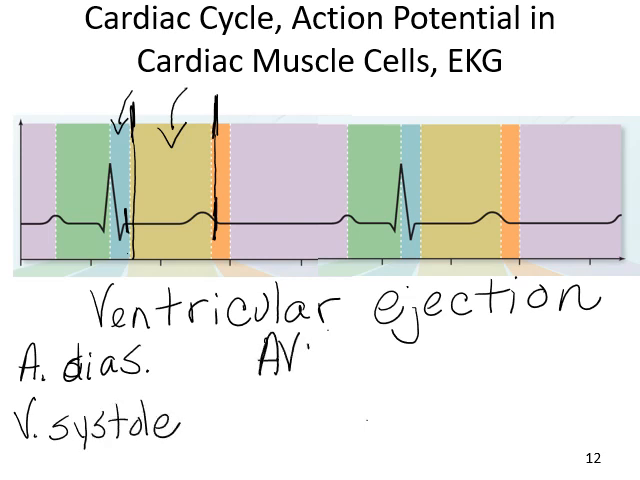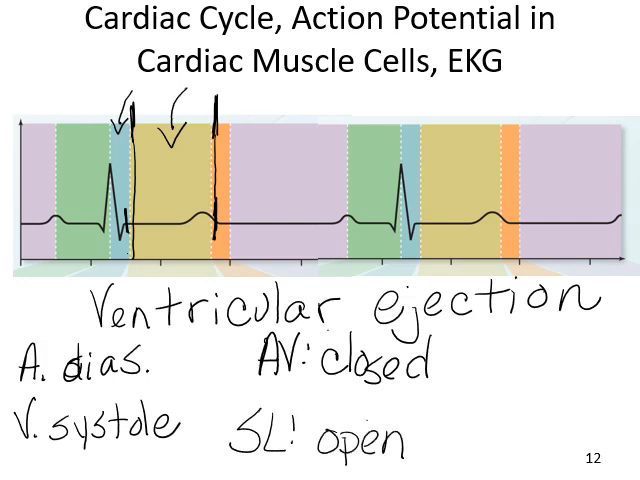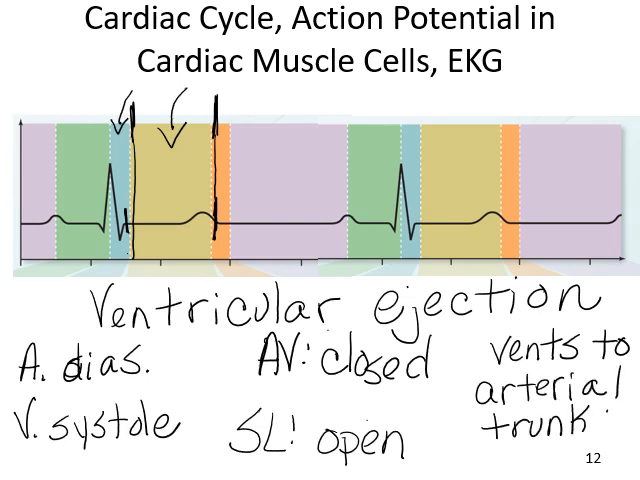Ventricles are contracting, so they've pushed those AV valves closed, and they've pushed our semilunar valves open. And that allows blood to go from the ventricles to our big arteries. So I'm going to say the arterial trunks, but that would be from the right ventricle to the pulmonary trunk, the left ventricle into the ascending aorta.